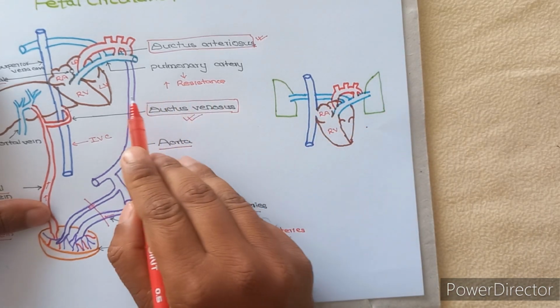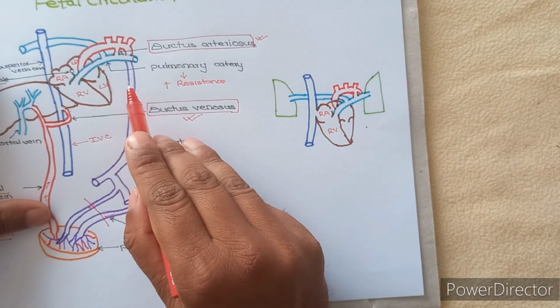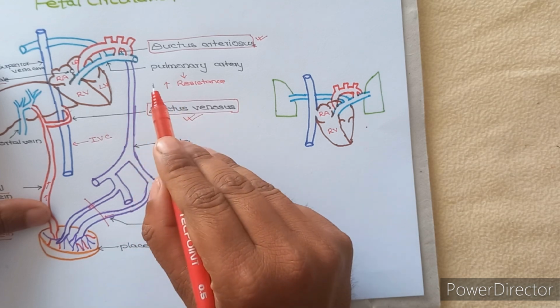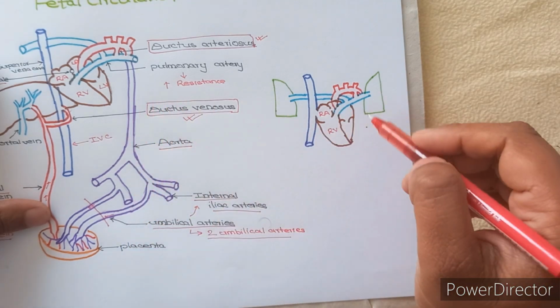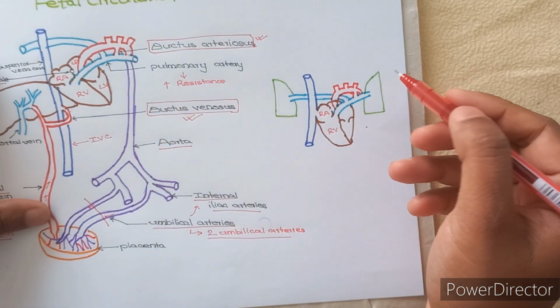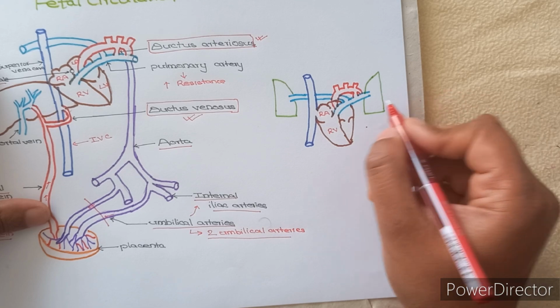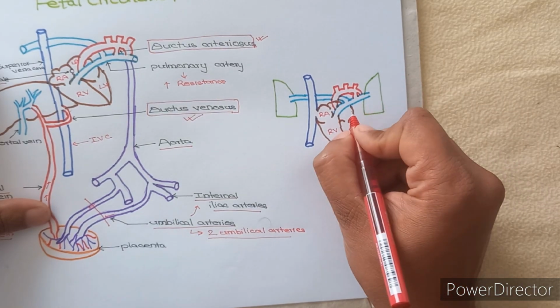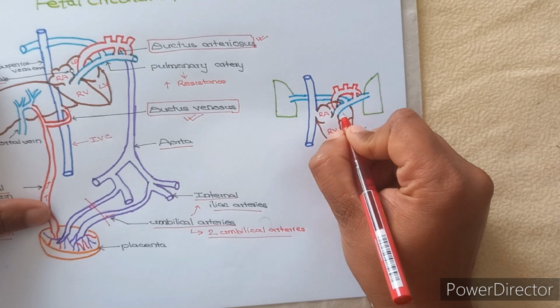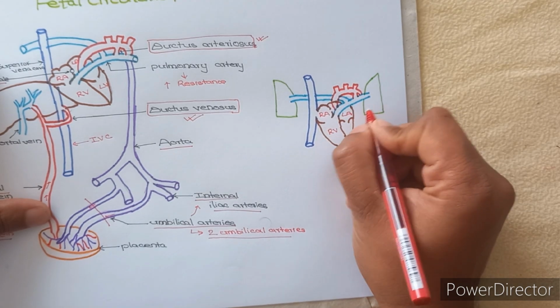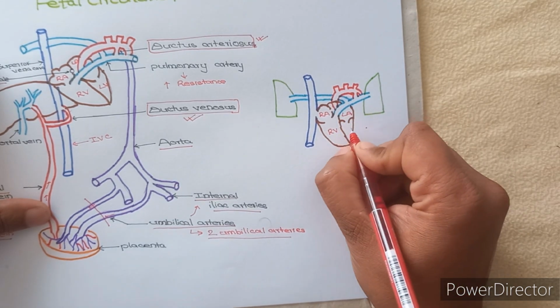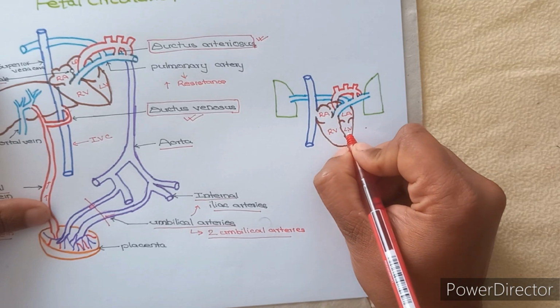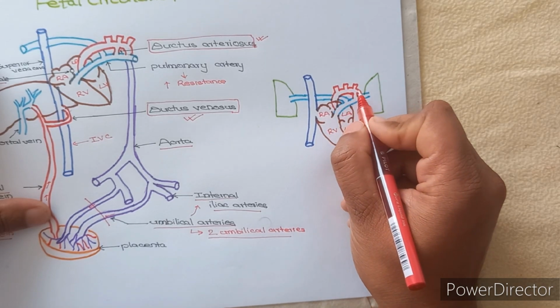Initially, we have seen that in the pulmonary artery there is increased resistance, but once the lung is expanded, the resistance in the pulmonary trunk is decreased. Now the blood after oxygenation returns to the left atrium through the pulmonary vein, and then it goes to the left ventricle. From the left ventricle, it is again pumped into the aorta.